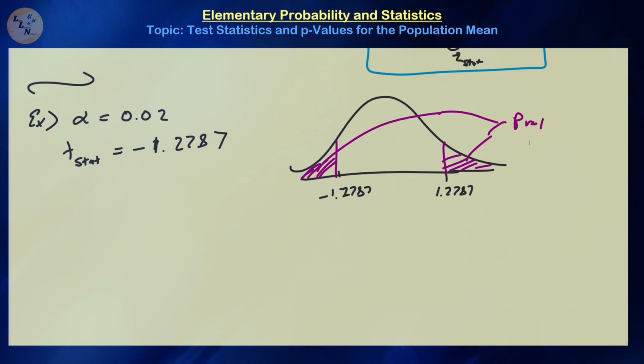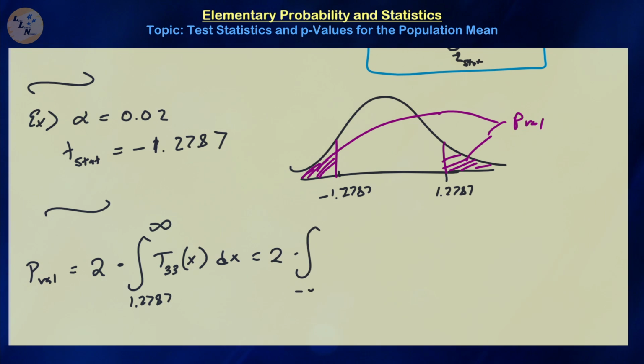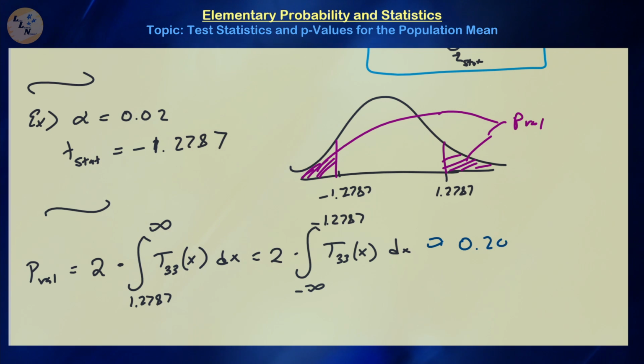So how are we going to calculate it? Our p-value is going to be equal to 2 times the integral from 1.2787 to infinity of our t distribution, remember. This is a t distribution with 33 degrees of freedom. Or you can do 2 times the integral from minus infinity to negative 1.2787. You're going to get the same exact answer. Regardless of which one you choose, that's going to come out to approximately 0.2099.